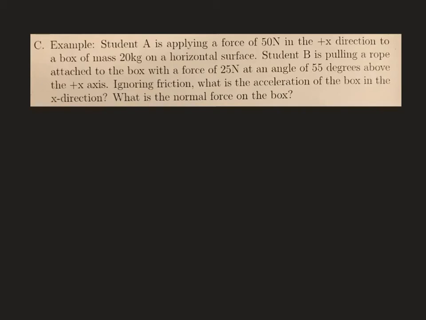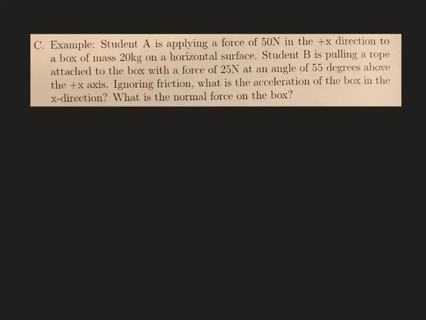Alright, so in this example problem, we have student A applying a force of 50 newtons in the positive x direction to a box with a 20 kilogram mass on a horizontal surface. Student B is pulling a rope attached to the box with a force of 25 newtons at an angle of 55 degrees above the positive x-axis. Ignoring friction, since we haven't talked about friction yet, what is the acceleration of the box in the x direction? What is the normal force on the box?